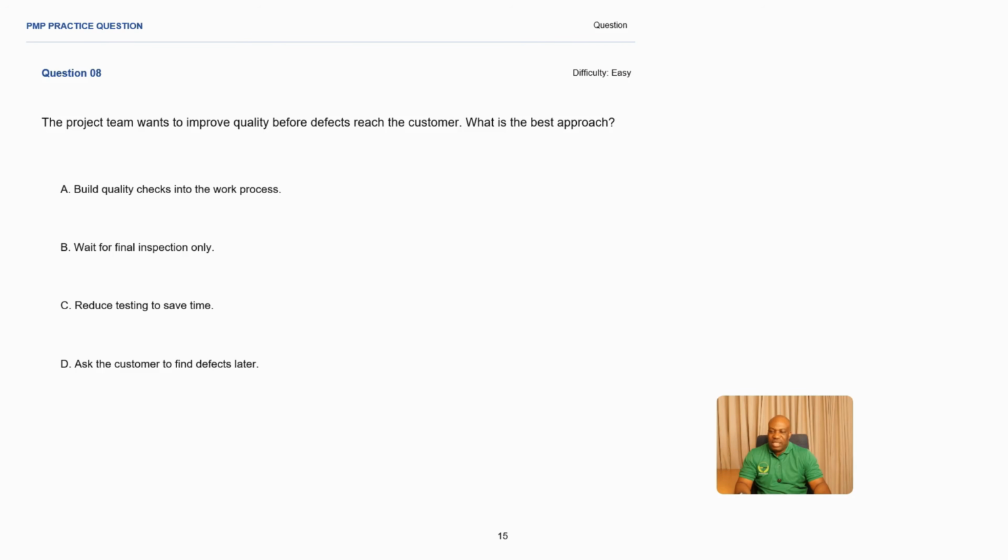Right, practice question number 8. The project team, they want to improve quality before defects reach customer. Okay, what is the best approach? So here you're going to look at the best approach. This is also considered the difficulty to be easy. So what is our issue here? The project team, they want to improve quality. So there's quality improvement that is required before the defects actually reach the customer. So let us look at the answers now.